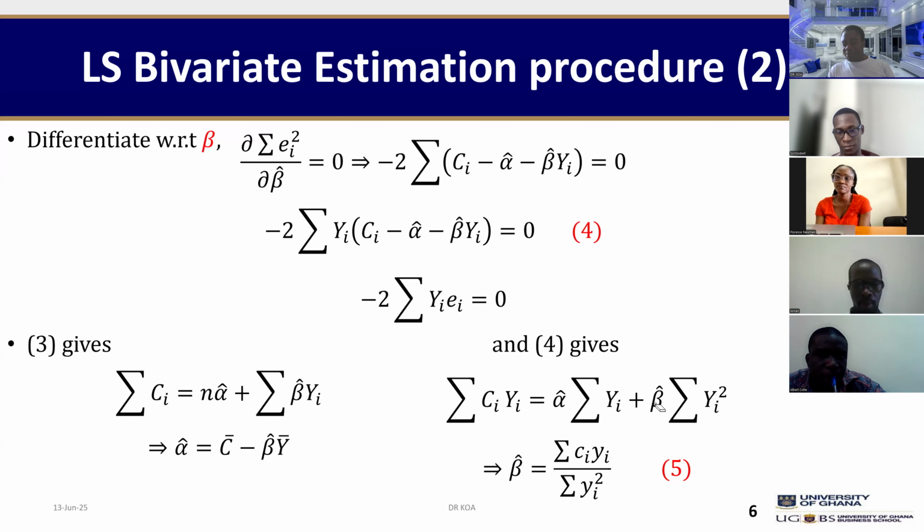At this stage, you are looking for beta cap. You divide both sides by sigma y squared. So this one will have alpha cap, then sigma y divided by sigma y squared. And this one will have sigma cy divided by sigma y squared. Now watch it. That's sigma cy. That sigma cy, we can represent it because they are all being divided by y cap.